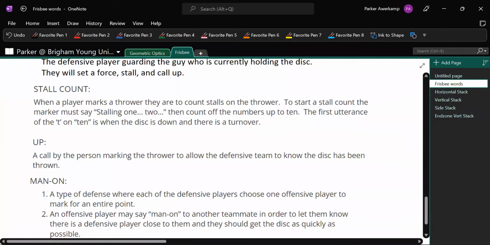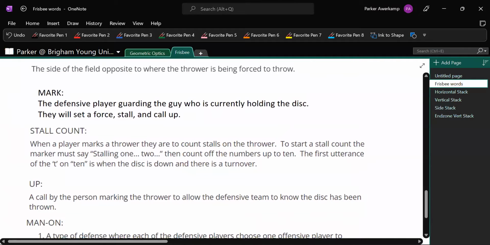The stall count: the mark will need to set a stall count. So all they have to do is say stall or stalling, and they say 1, 2, and they count up to 10 with 1 second in between each count. If they get to the 10, then it is a turnover. And so if you're being guarded by someone and they're getting to stall 8 or 9, then you need to find a throw to make quickly.